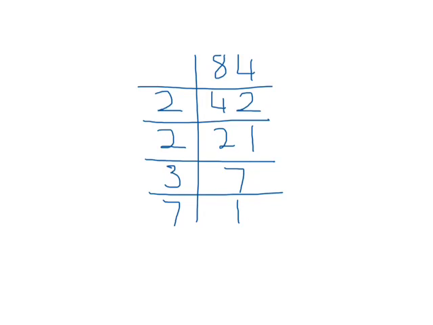And the answer will be all the numbers on the left-hand side, the prime factors, which we are going to write as a product, 2 times 2 times 3 times 7, or 2 to the power 2, 2 squared, times 3 times 7.